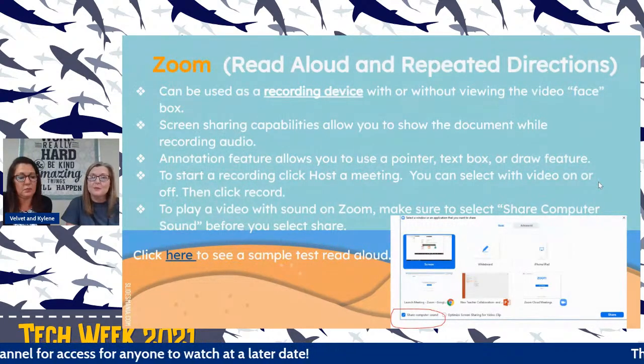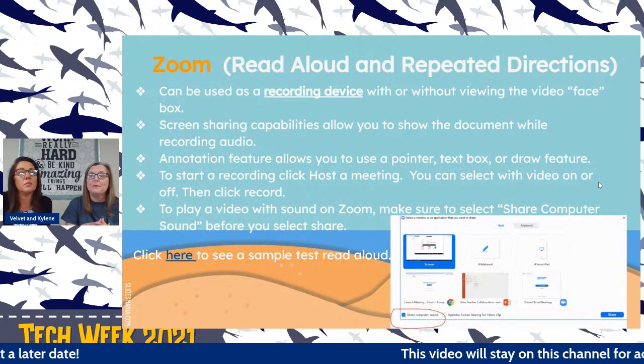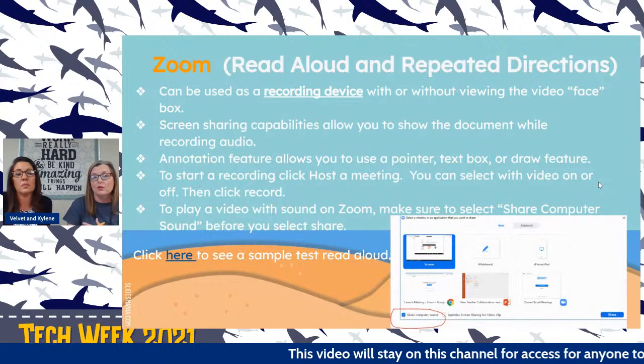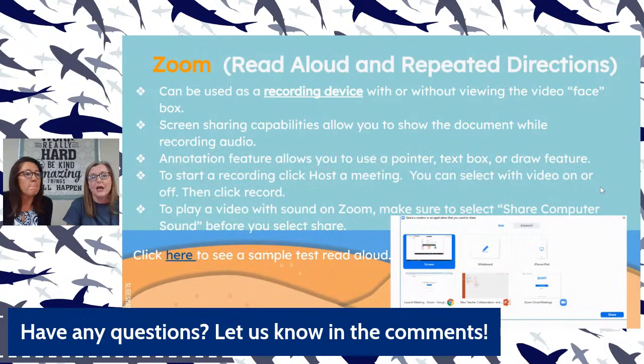To start a recording, you simply click host a meeting, and then an option will pop up saying with video on or off, and then click record. It's that simple, 3 steps, and you can be recording a video.